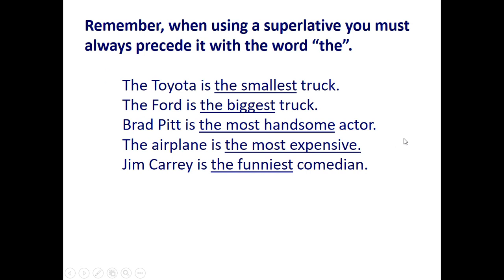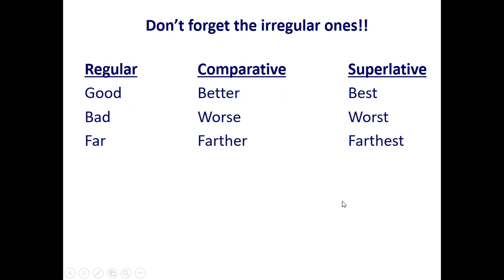Okay. So remember, whenever you're using the superlative, you always precede that with the word the. So you'd say the Toyota is the smallest, or the smallest truck. Or say the Ford is the biggest. Sometimes you don't necessarily have to follow the with anything after, like here you have the airplane is the most expensive. Boom, that's okay. You don't have to write anything else behind it because you're saying that this airplane is the most expensive out of all the other ones. Or Jim Carrey is the funniest comedian. Again, we know that he is the funniest. But don't forget the irregular ones, please.